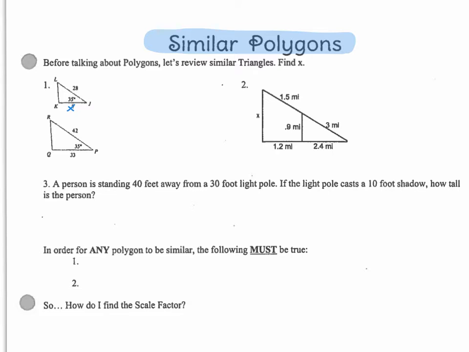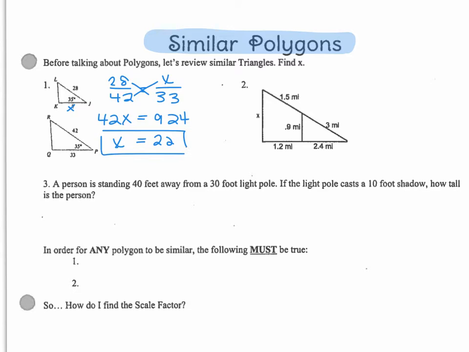If I look at side 28, that's on my little triangle. 28 corresponds to what side on my big triangle? 42. And that equals my other little side, which is x, over what x corresponds to, 33. So when I cross multiply, I have 42x equals 28 times 33, which is 924. Now if I divide by 42, what does x equal? Well, it equals 22. So all I'm doing is setting up a proportion when my triangles are similar.